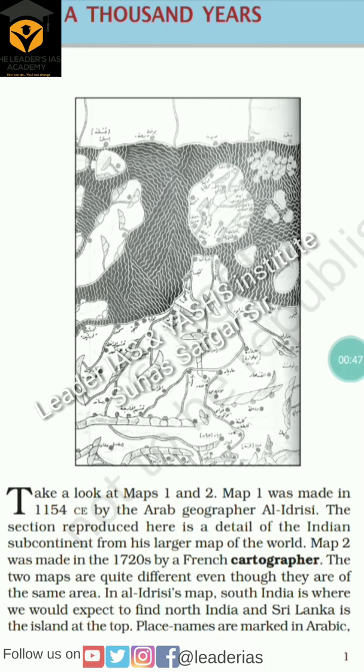Map 1 was made in 1154 CE by the Arab geographer Al-Idrisi. The section reproduced here is a detail of the Indian subcontinent from his larger map of the world. Map 2 was made in 1720 by a French cartographer. The two maps are quite different even though they are of the same area.